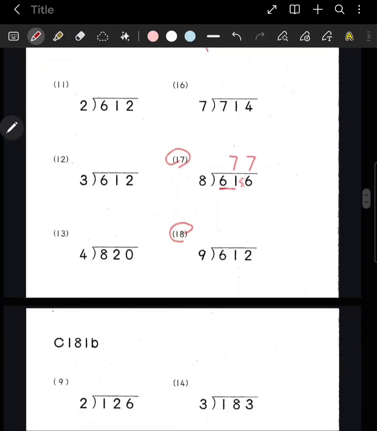Next one, I will do 912 divided by 9. Pause the video over here to get the quotient and the remainder here. All right. So we will use 6. And then my remainder is 7. 72 divided by 9 is 8.